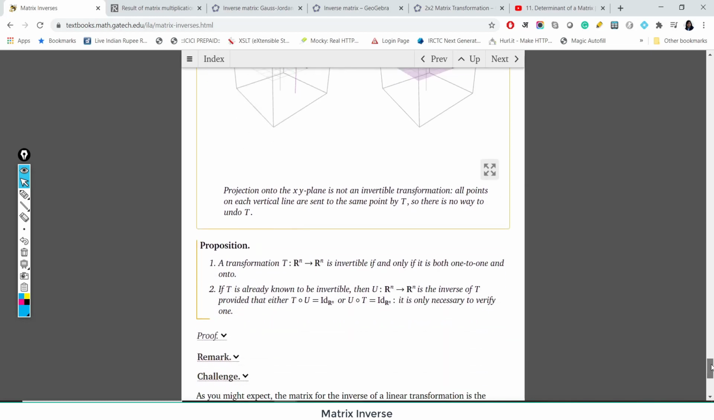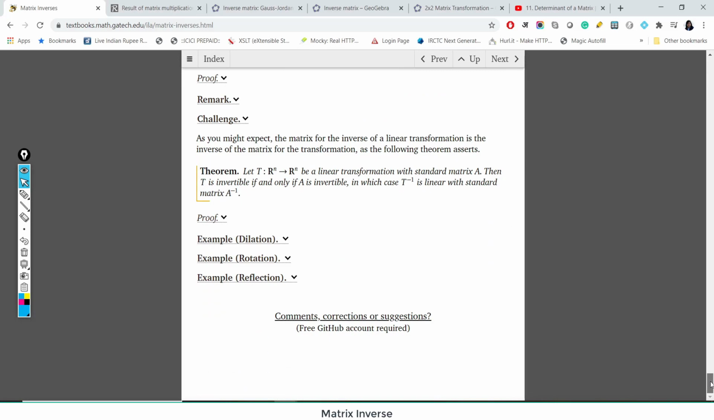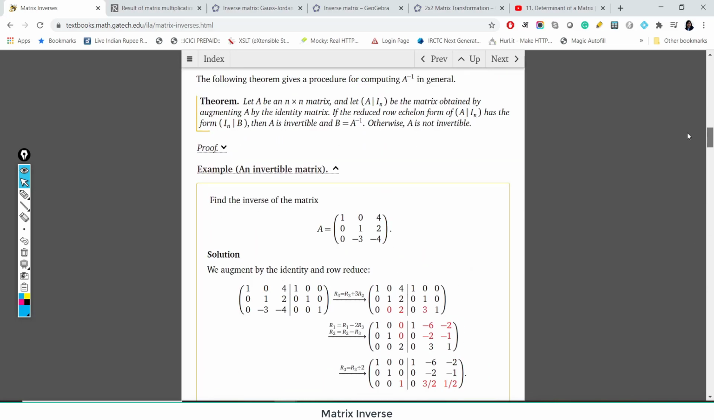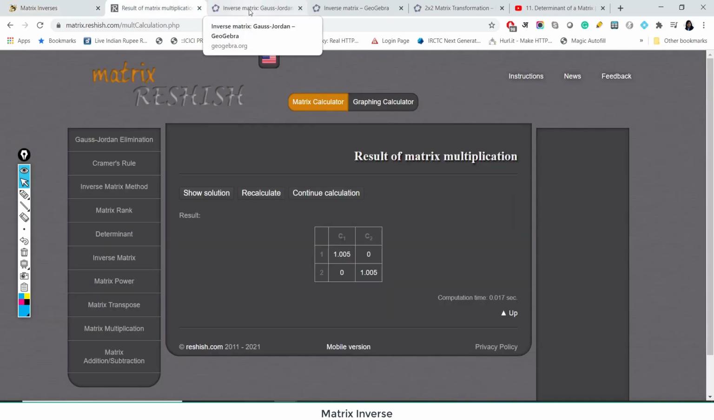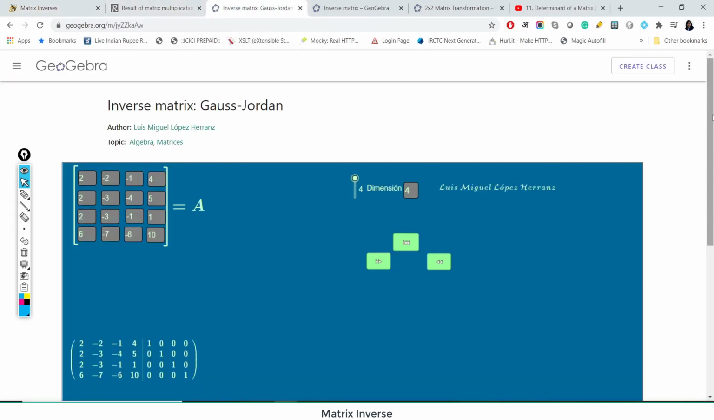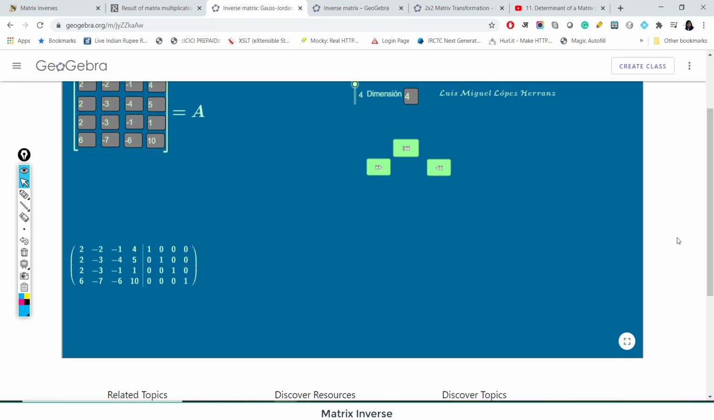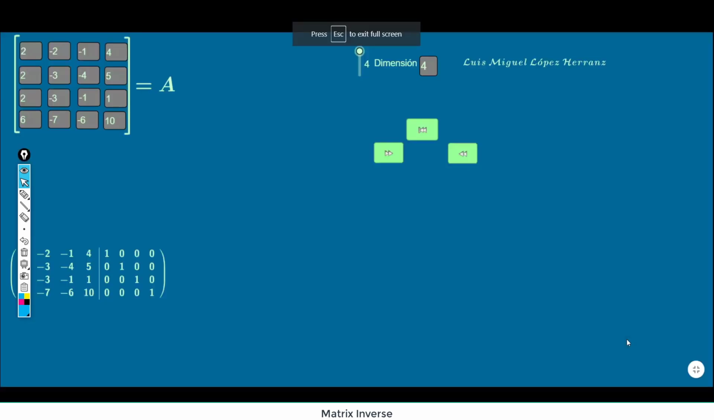So take your time, try to understand. There are a few more things here you might want to understand in this book. I will share the link of this book as well as this calculator with you. And there are a few applets which can help you compute a matrix inverse, or if you want to see the steps involved in the computation of the matrix inverse.